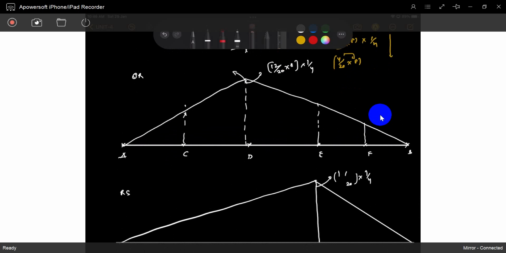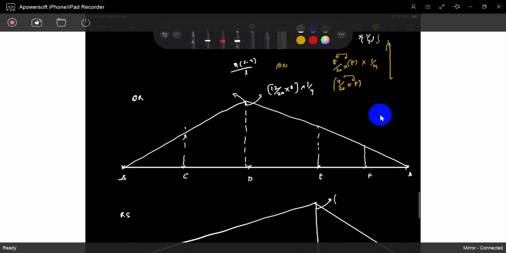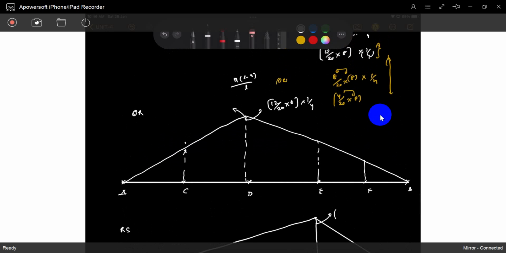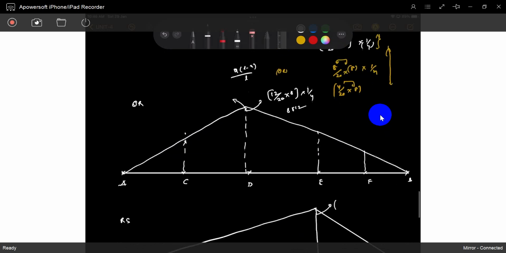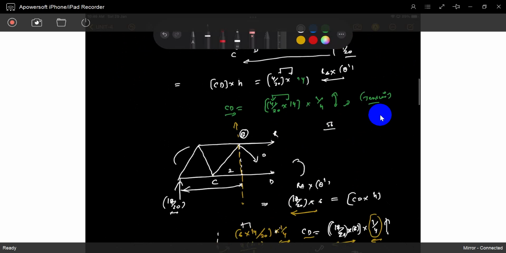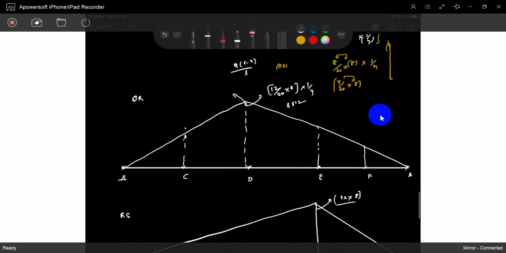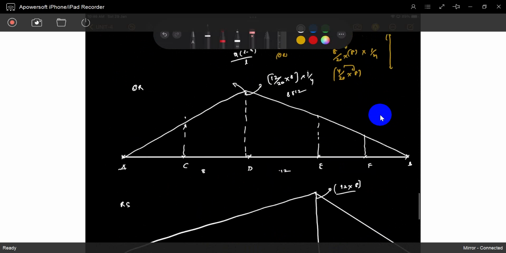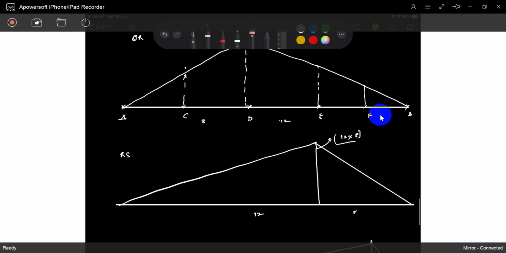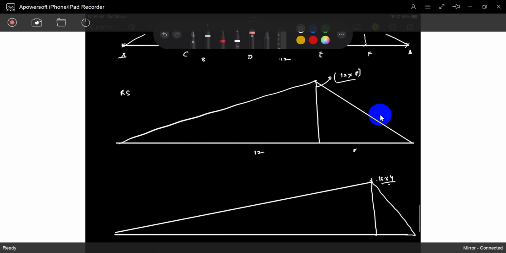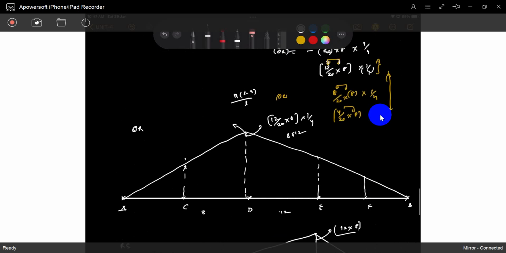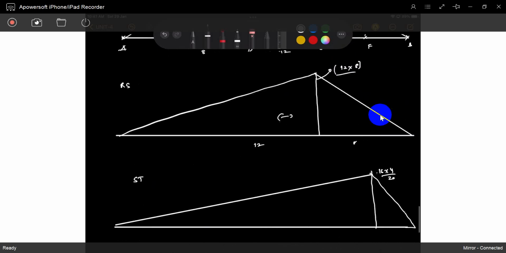Wait. So what is this value? This is 8 into 12. You can call it 8 into 12, anything. So now we can call it 12 into 8. So D and E are the same. 12 into 8. This is 8, this is 12. Now it's 16 into 4 by 20. This is ST. Everything is in compression. You can directly write it.